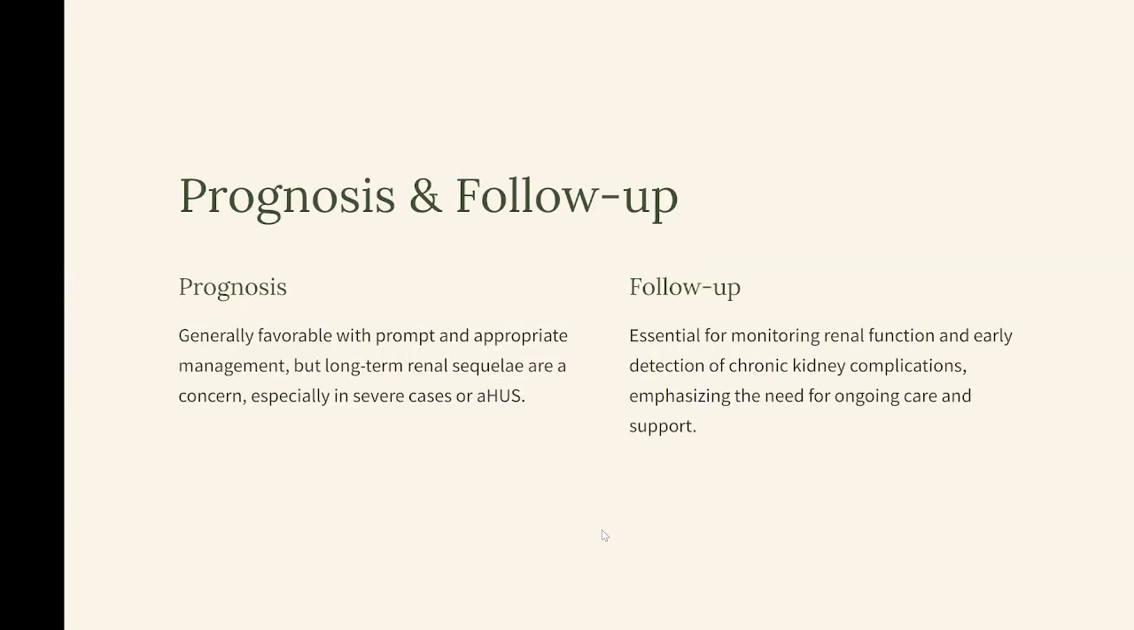Prognosis: generally favorable with prompt and appropriate management, but long-term renal sequelae are a concern, especially in severe cases or aHUS. Follow-up: essential for monitoring renal function and early detection of chronic kidney complications. Specialist's note: educate families on the importance of recognizing early symptoms and seeking prompt medical attention, especially following a gastrointestinal illness in children. Advocate for preventive measures like proper food handling and hygiene to reduce the risk of EHEC infections.